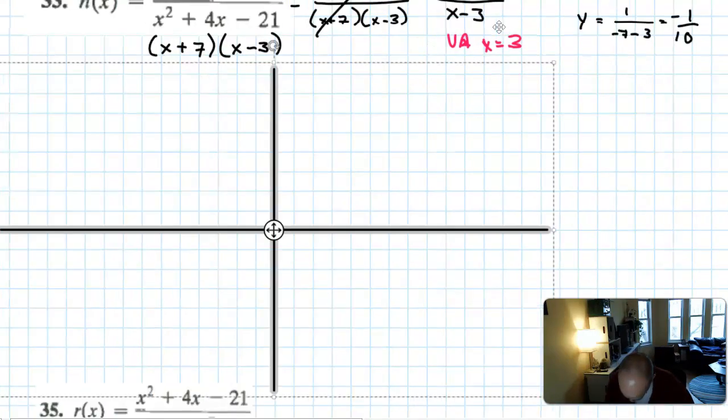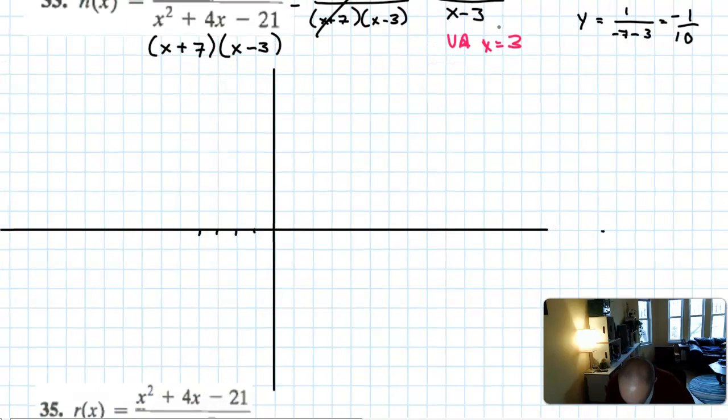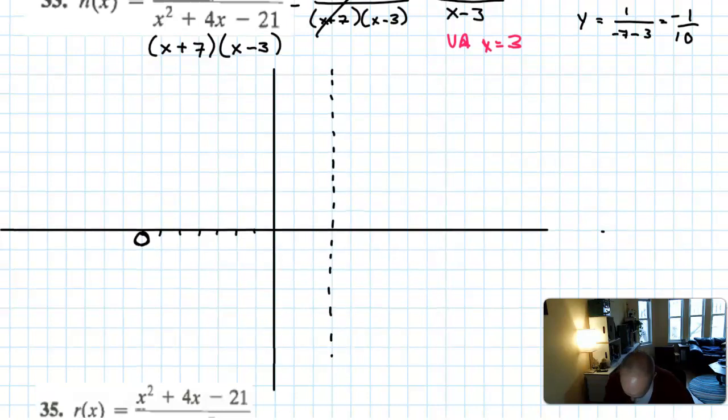Make this nice and wide. So our hole is at negative 7 and negative 1/10. So we're going to say our hole is right around there. Our vertical asymptote is going to be at 3. It's bottom heavy, so our horizontal asymptote is y equals 0.